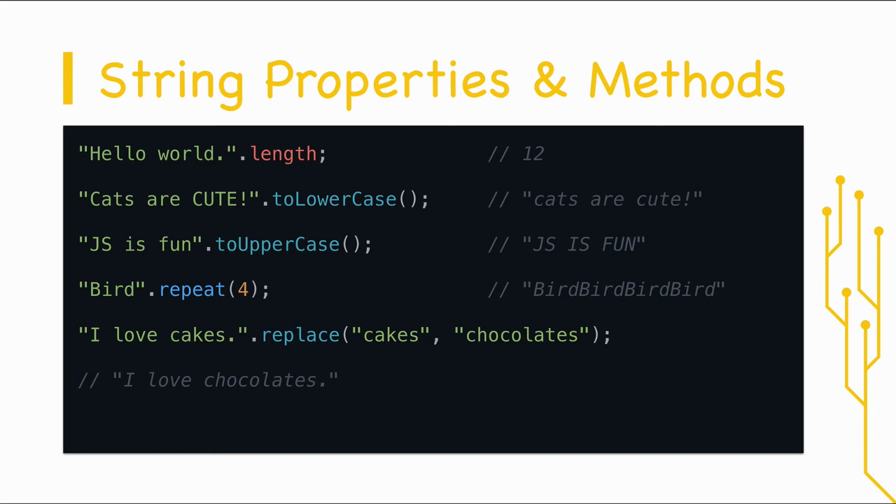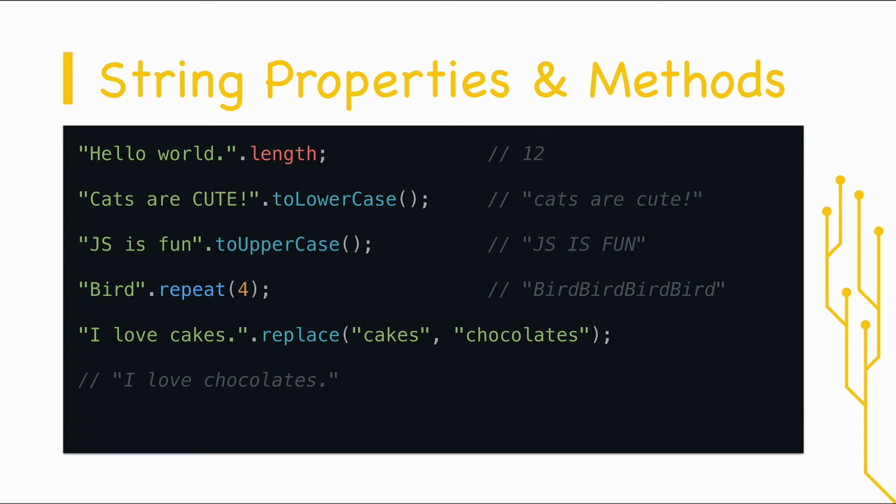Another cool method is the replace method. The replace method can be used to search for a string inside another string and replace that portion with some other text. So in this case, we have a string that says I love cakes, and then we execute the replace method on the string. After the string, we put in a dot and then we type in the name of the method, which is replace. And then we put in a pair of parentheses.